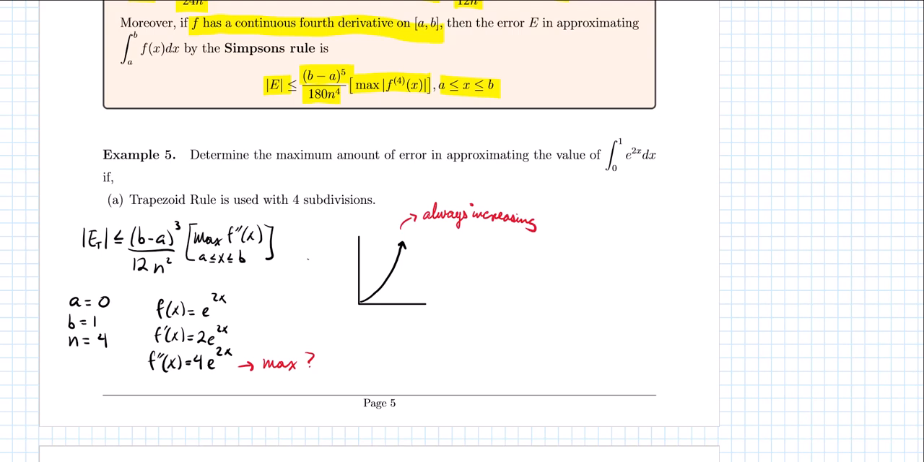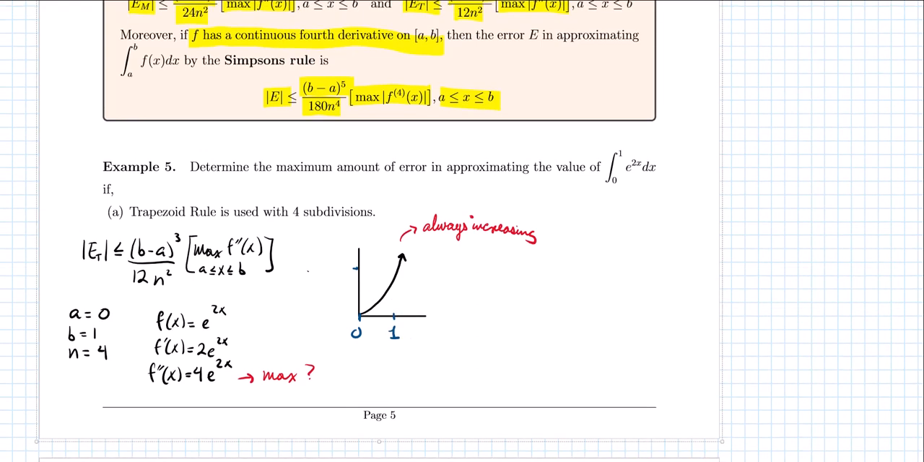So what this tells us then is that on the closed interval from 0 to 1, since this function is always increasing, well then the maximum value is the value evaluated at its right endpoint, which in this case is 1. So the max is the second derivative evaluated at 1, which in this case is just going to be 4 times e to the 2. Okay, well then it looks like we have everything that we need.